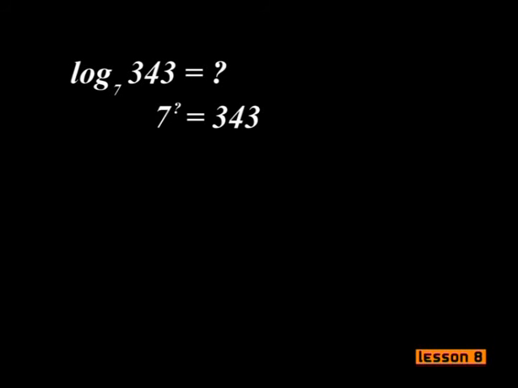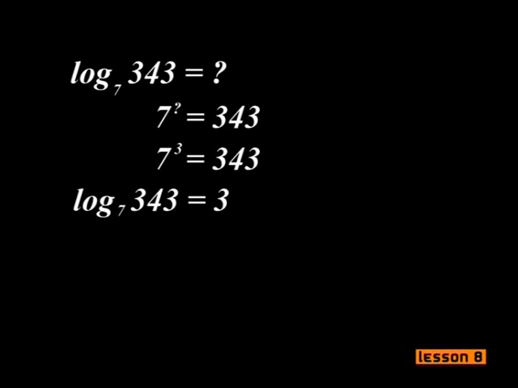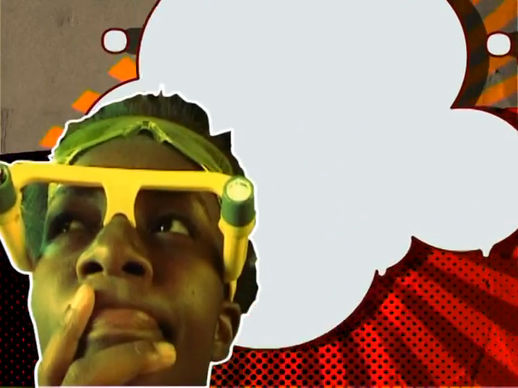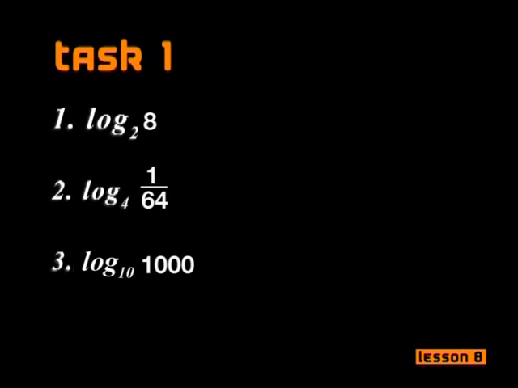All I need to do is use my calculator. 7 to the power 3 is equal to 343. So that must mean that log base 7 of 343 is equal to 3. I think you've got it, Debo. If you want to, you can try this for yourself. Apply the definition in order to calculate the value of the log in each of the following.